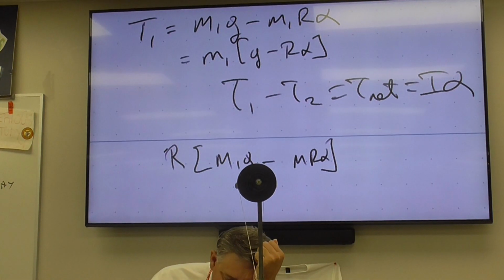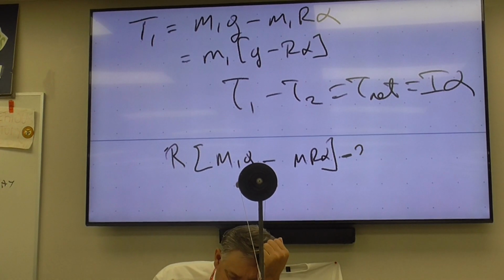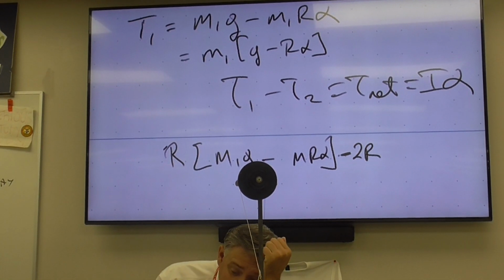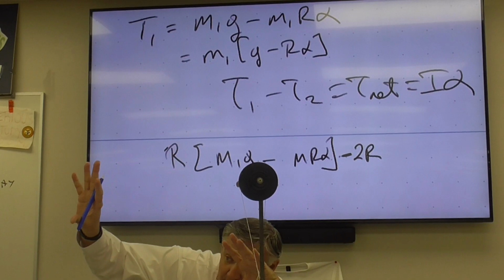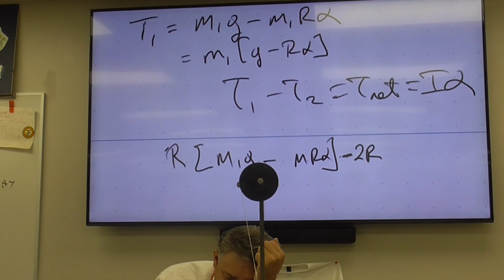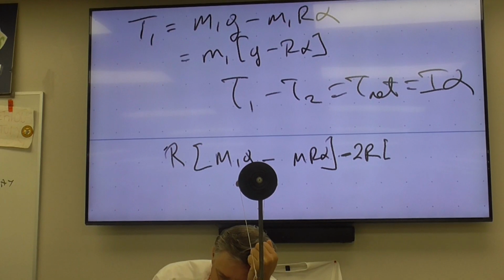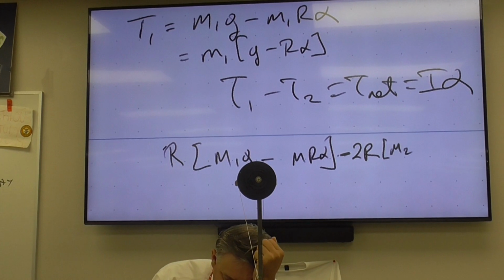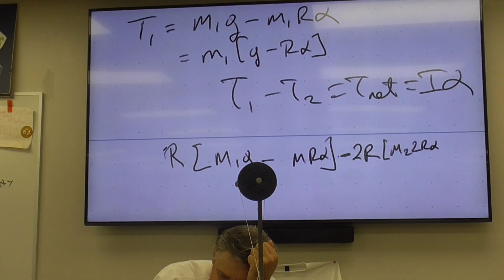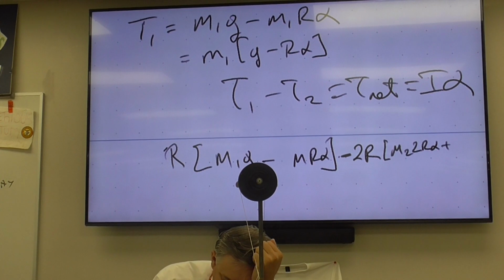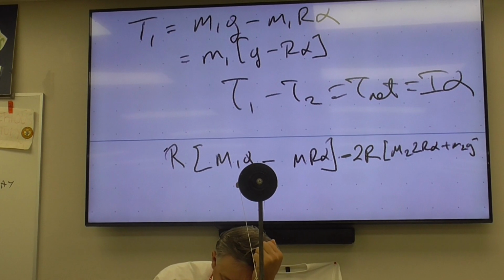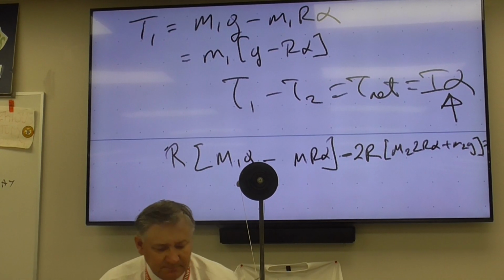Good point. I'll just unfactor that real quick. So then I've got minus 2R, because now I've got to use that outer radius of 2R. And then that's going to be times M2 2R alpha plus M2G. And all of that equals I alpha.